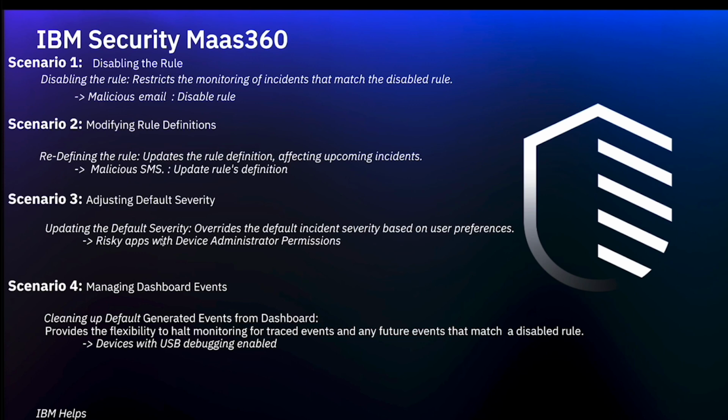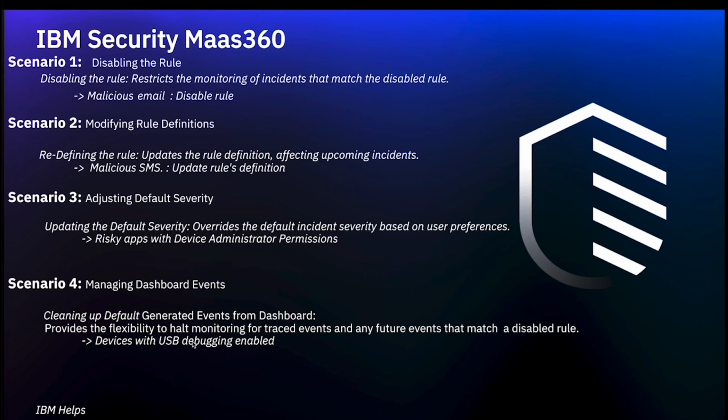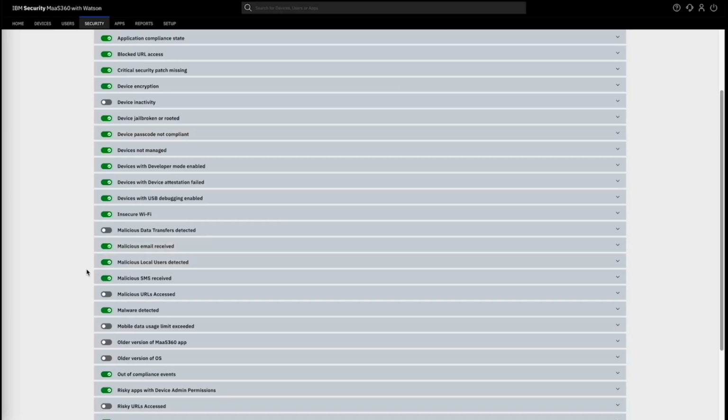Our third scenario revolves around adjusting default severity based on user preferences. We shall focus on incidents from device with risky app with device administrator permissions for this. In our final scenario, we will examine the management of dashboard events. This provides flexibility to halt monitoring for traced events and future incidents, as illustrated by the device with device attestation failed rule. For each scenario, we shall make necessary rule adjustments and save the configurations.